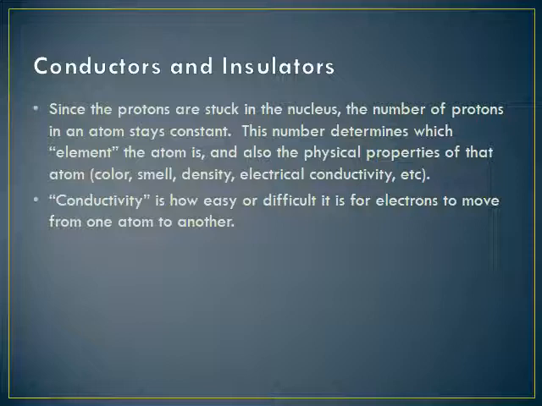This property of conductivity is basically how easy or difficult it is for the electrons in that atom to move around from one atom to another, right? Those electrons are spinning around the outside, but they can actually go from one atom to another. Some substances it's really easy to do, and some substances it's really hard to do.